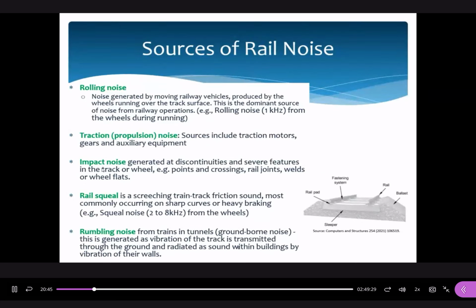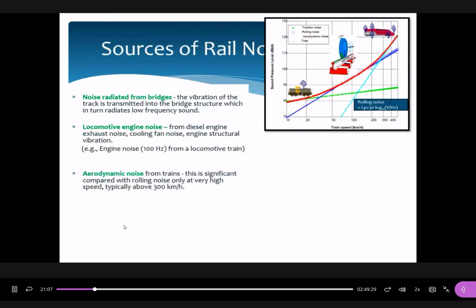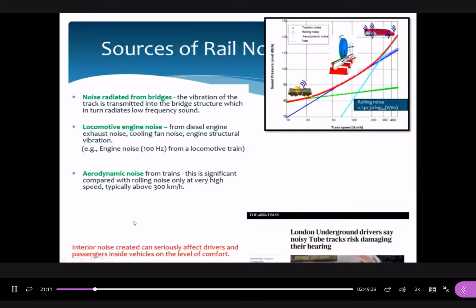Impact noise is a friction noise. Okay, high frequency noise could result. And the third one is the wheel squeal noise, which is another difficult source to control. And rumbling noise, actually, this is not the airborne noise. This is ground-borne noise effects. And also in the video they talk about the aerodynamic noise. Okay, let us go through one by one later on.